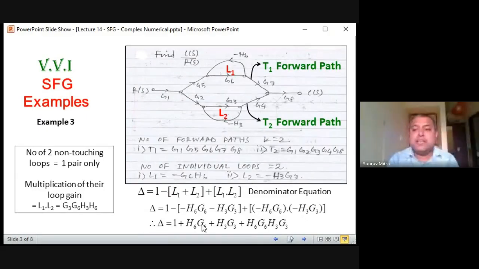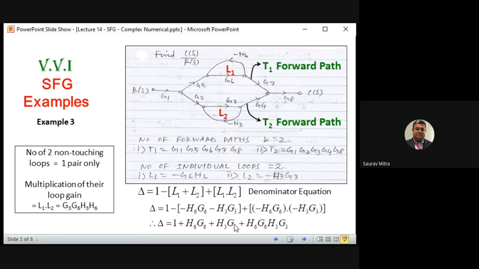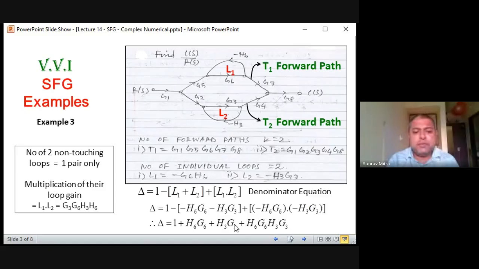Minus G6 and minus H3G3, so you multiply that. So what is the final delta? This delta equal to 0 is called the characteristic equation of the system. So what is that? It is already found: 1 plus H6G plus H3G3 plus H6H3G3. So you can see that everything is positive in the denominator.